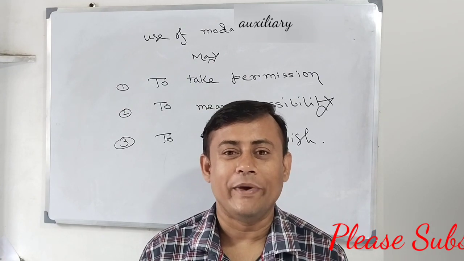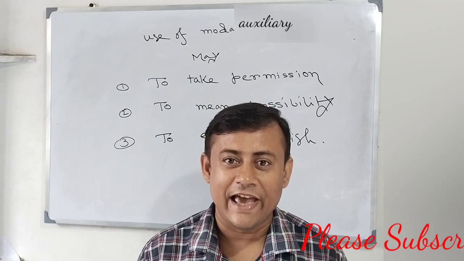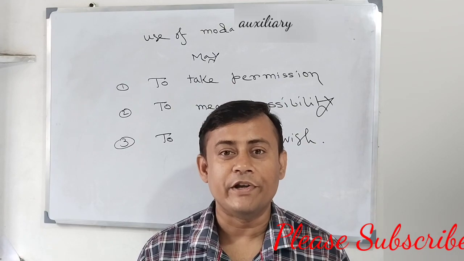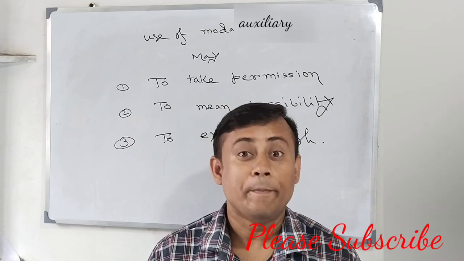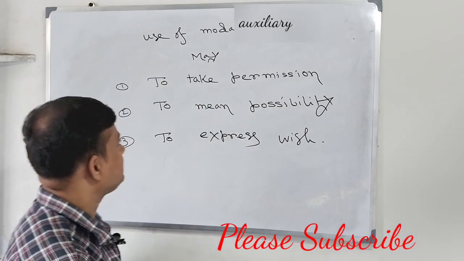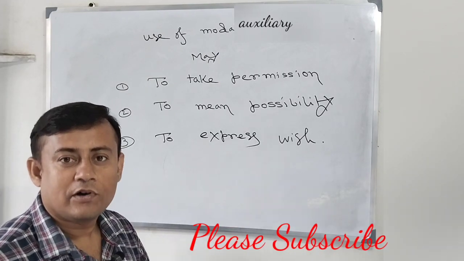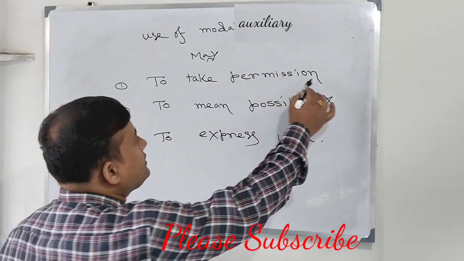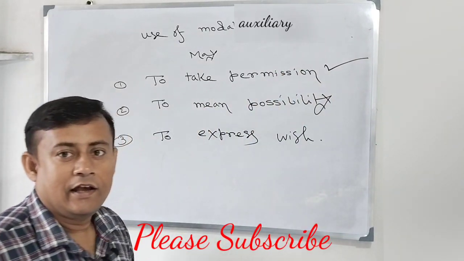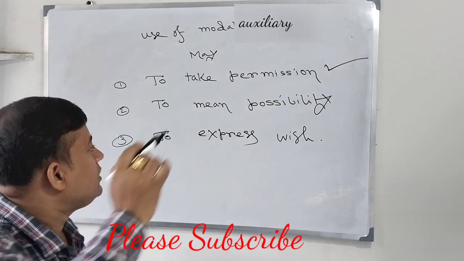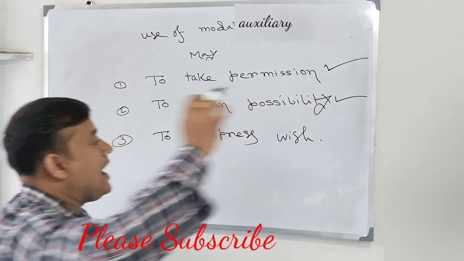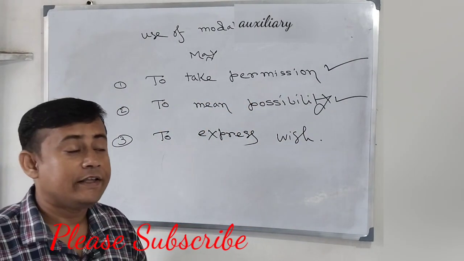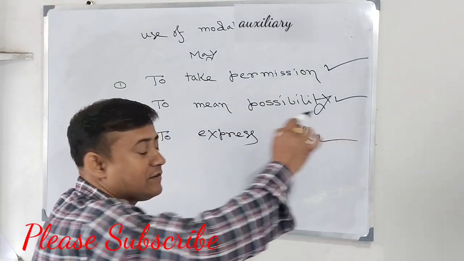In the last session we learned the use of the modal auxiliary can. In today's session we are going to learn how to use the modal auxiliary may. Let's check. May, as a modal auxiliary, is used to take permission. We use this modal auxiliary to mean possibility, and we also use it to express our wish.